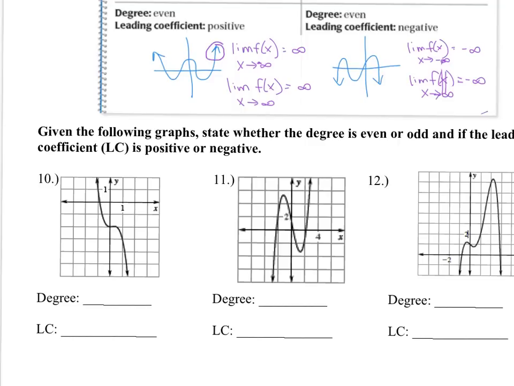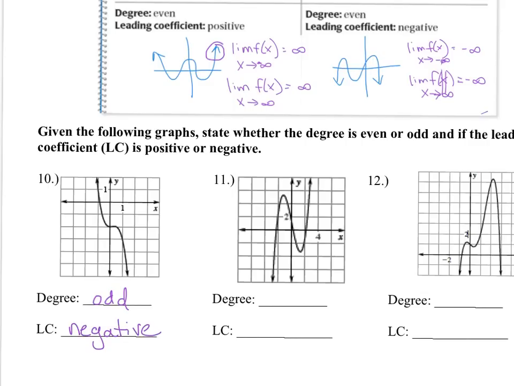In the last couple questions, it says, in the following graphs, state whether the degree is even or odd, and whether the leading coefficient is positive or negative. So in number 10, I look first at my degree, and I know that my left arrow is going up, so my left end behavior is to positive infinity, and my right end behavior, the right arrow, is going down to negative infinity. They're in different directions, so the degree is going to be odd. And to look for the leading coefficient, you look at the right arrow. The right end behavior is pointing down because it's going to negative infinity. So the leading coefficient in this equation would be negative.